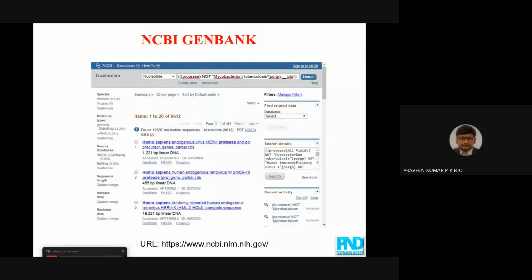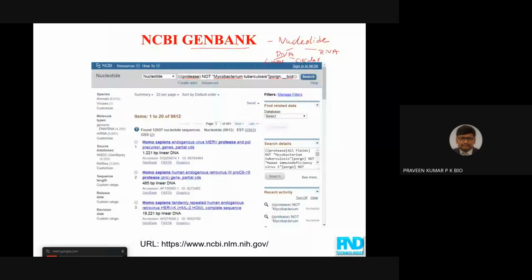And in NCBI, we have multiple databases. The well-known one is GenBank. GenBank is majorly for nucleotides. Whatever is a nucleotide database, we call it GenBank. We can find DNA as well as RNA, so both molecules are present. In DNA, we can find linear DNA, and we can also find circular DNA. These are the molecules we can find in this nucleotide database. That's what we call GenBank.